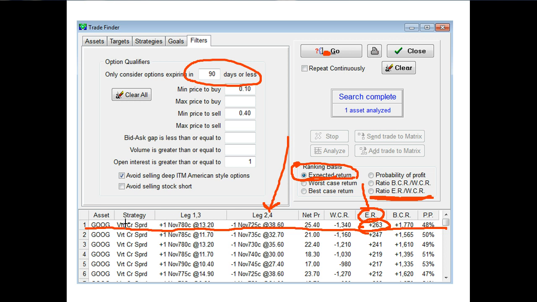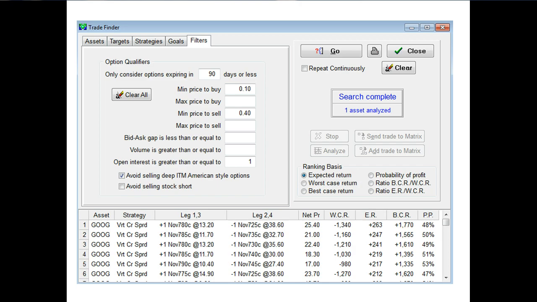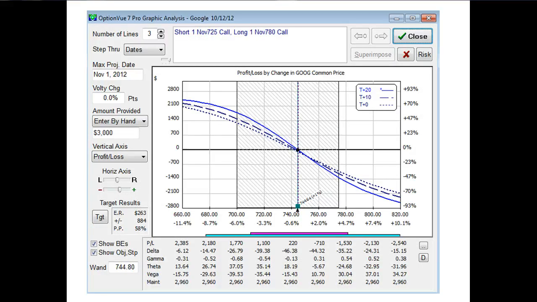What I'm going to do is highlight that trade, number one, hit the Analyze button, and when I do, it brings up this screen right here. Graphic analysis screen, just to show you a few things. Notice here on the left, target results, expected return of 263. That's just what we saw over in Trade Finder. You see that? Notice that the target is shaded. We did have a date range to it. It's only showing 3 of the 5 date ranges that were examined in coming up with that 263.